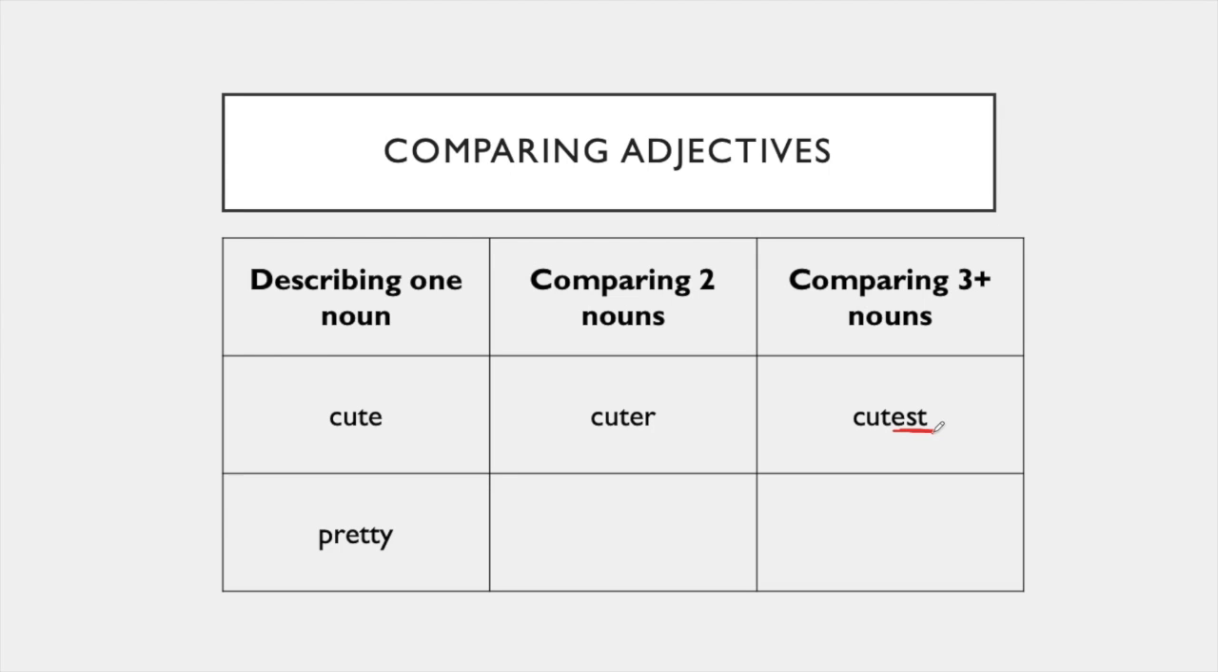Let's try this next word, pretty. Pretty is our adjective that describes one noun. If we are comparing two nouns, we would use prettier. We have our er. And if we are comparing three or more nouns, we would use prettiest. We have est at the end.